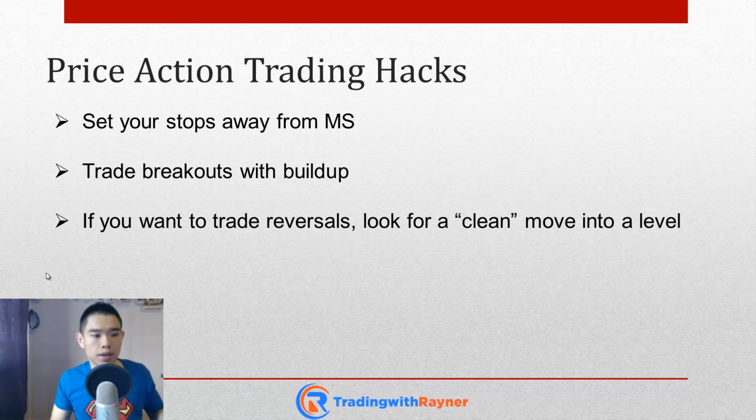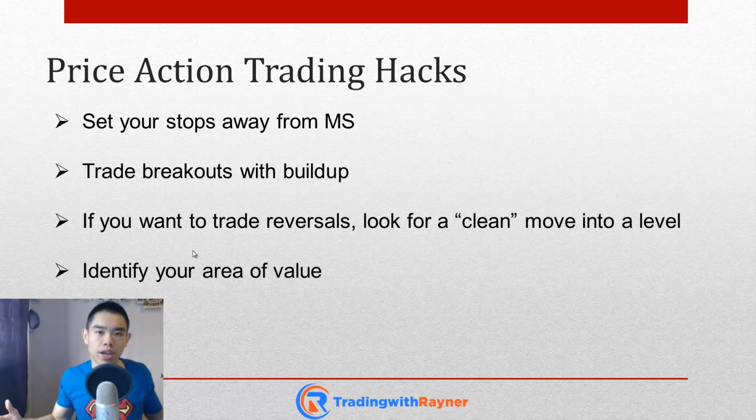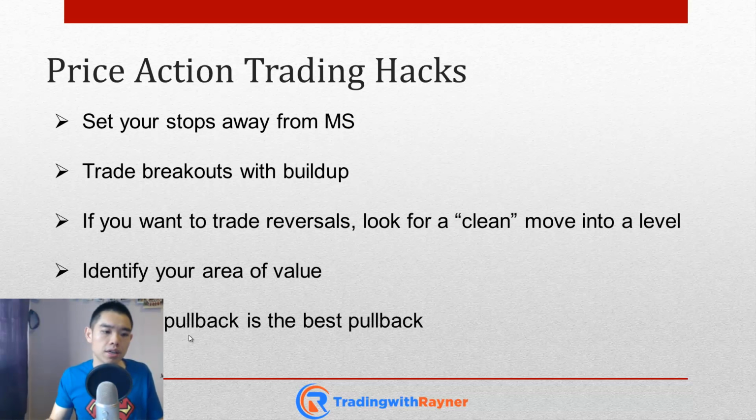Number 3, if you want to trade reversals, look for a clean power move into a level, which is actually the opposite of point number 2. Fourth thing, identify your area of value, maybe using moving average, trend line, trend channel, whatever suits you. And finally, the first pullback is the best pullback, especially if you miss breakout trades. Don't worry, you can always wait for the first pullback.